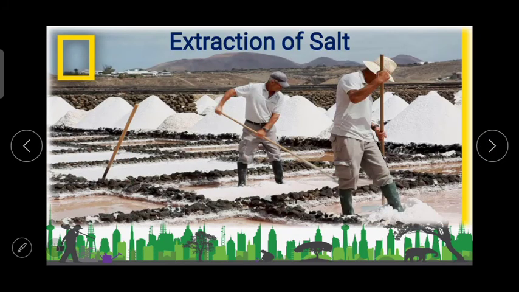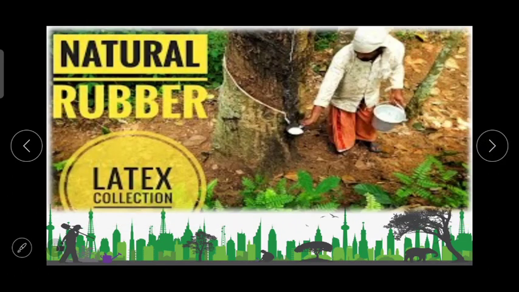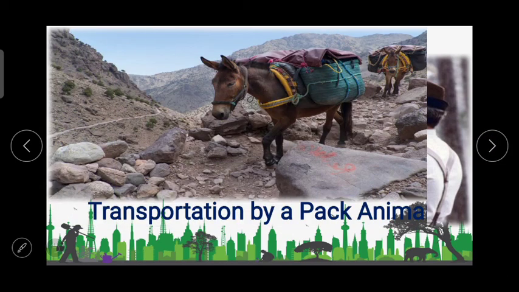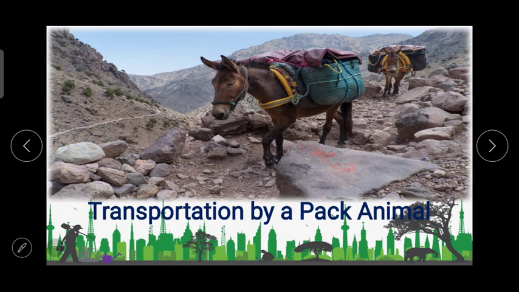Then the extraction of salt, then the collection of rubber latex, and gathering of resin from trees. So, all these pictures are related with the activities in which we are fulfilling our needs by using natural resources. And the last one, figure 8.13, is of transportation by a pack animal. So, here we are using this animal for the transportation.